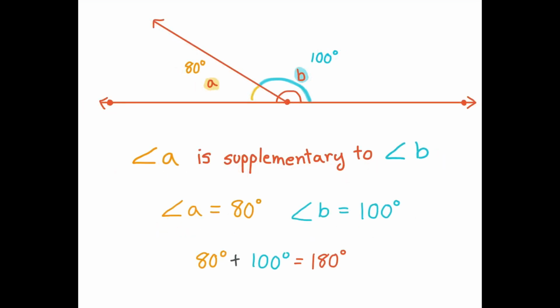So, folks, the moment you've been waiting for, the answer is angle A is equal to 80 degrees. Because angle A is supplementary to angle B, angle A plus angle B would equal 180 degrees. So 80 plus 100 is 180.